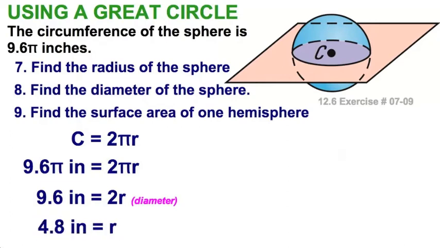I'm sorry, we halve it, divide both sides by 2. That answers number 7. That is the radius. So we've got 7. Let's work on 9.